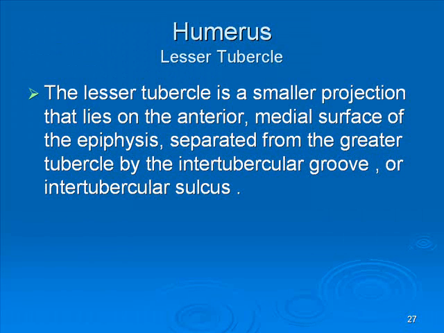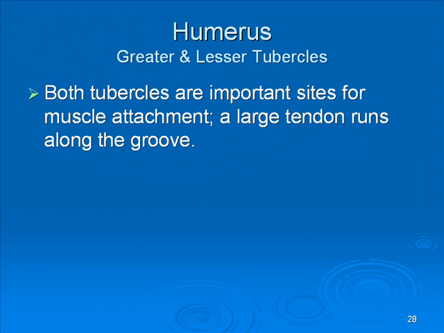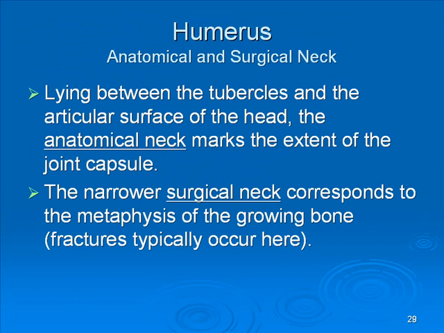Lesser tubercle: a smaller projection that lies on the anterior, medial surface of the epiphysis, closest toward the midline, separated from the greater tubercle by a groove, the intertubercular groove, also called the intertubercular sulcus. Both tubercles are important because they're sites of muscle attachment, and a large tendon will pass through that groove and insert onto the humerus bone.